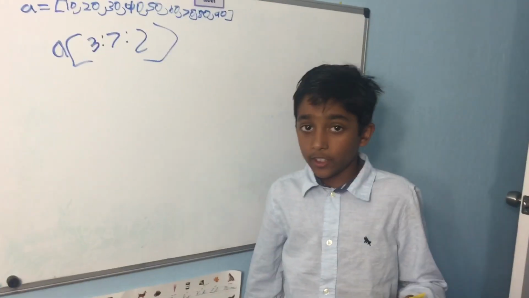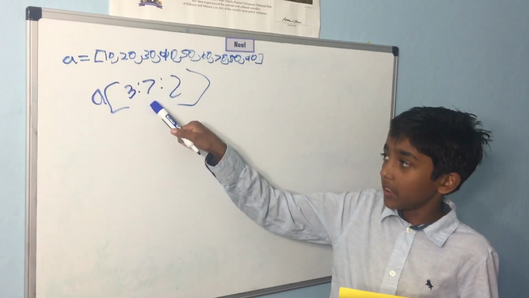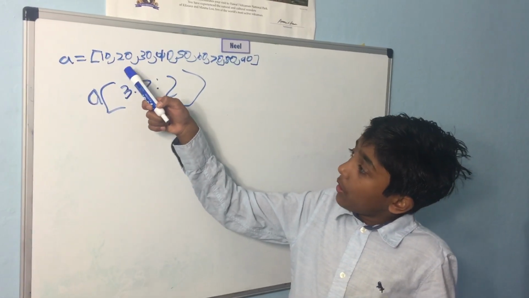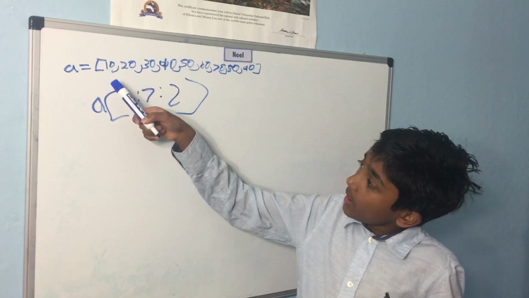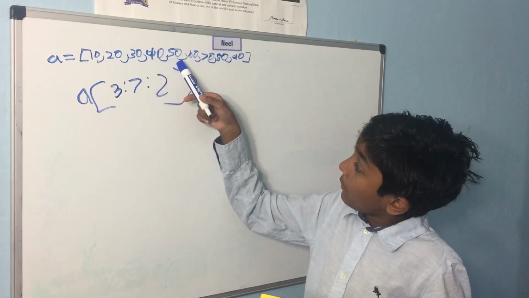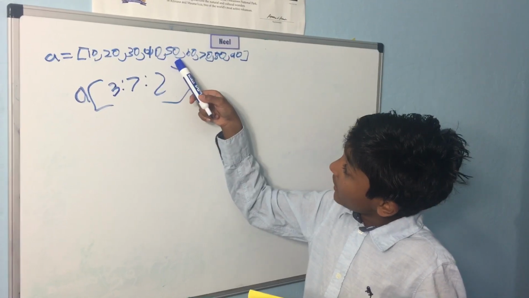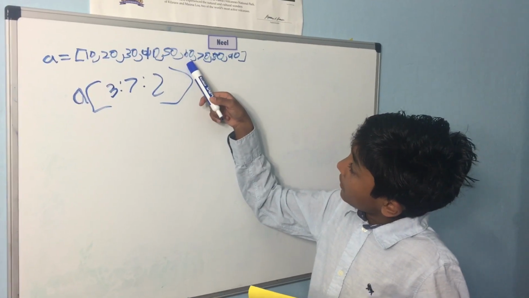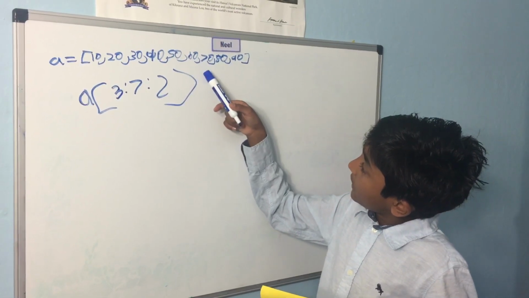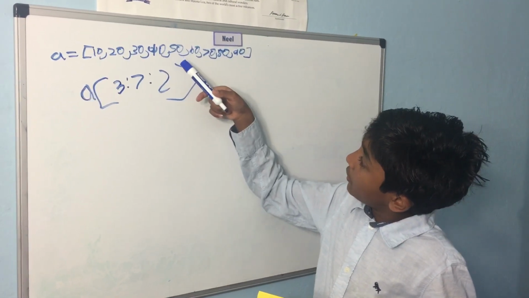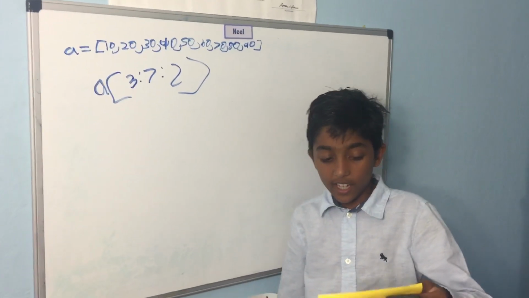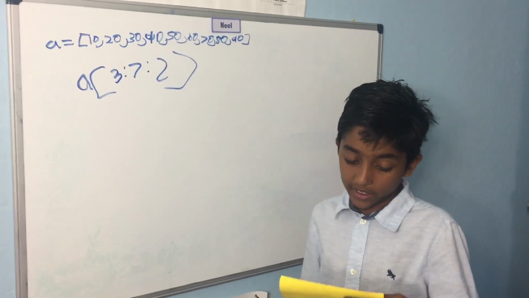If you watched my last video, then you will recognize this part. If you were to do this, it would go from here, and then it would go 50, 60, and 70. But now, since we're using complex slicing, it will print something else.